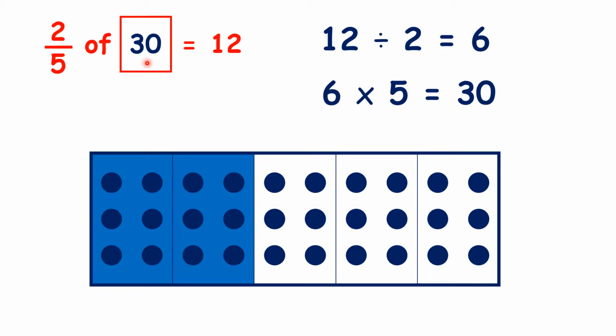So just as with whole numbers rather than fractions, if you have a missing number multiplication, you divide, and if you have a missing number division, you might need to multiply. It's the same here. We divide by the numerator and then multiply by the denominator. So here we divided by 2 to work out how many counters were in 1/5, and then we multiplied by 5 to work out how many counters we had in total.